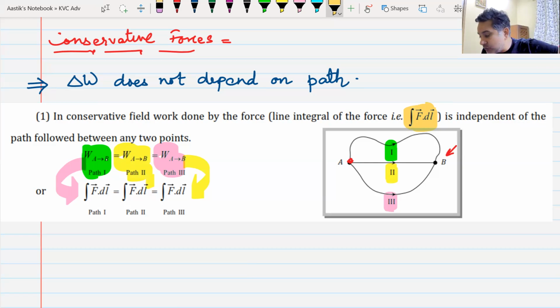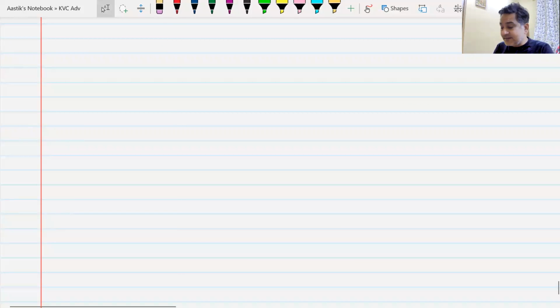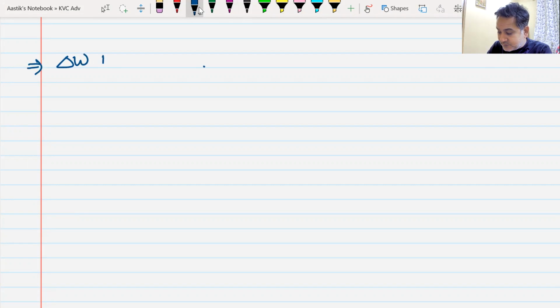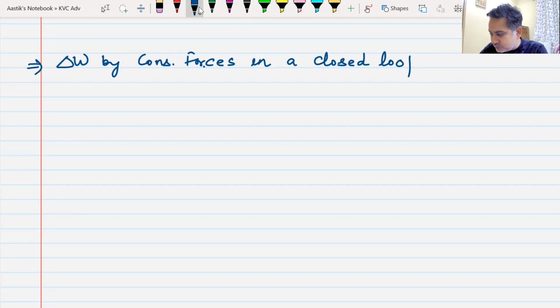So if you have a force such as gravitational force, spring force, or electrostatic force, the work done by this force does not depend on path. You go on any path, the work done would be the same. Do we understand this? Yes, sir. The same thing we can say in a different way. If I move in a closed loop, the work done by or against conservative forces in a closed path is always equal to 0. What does that mean?